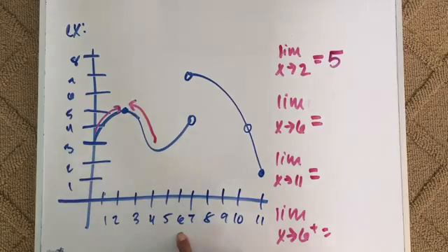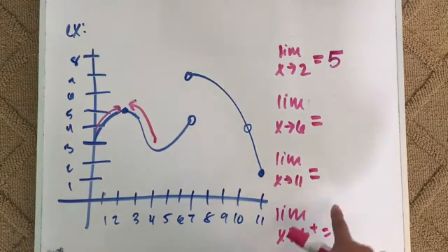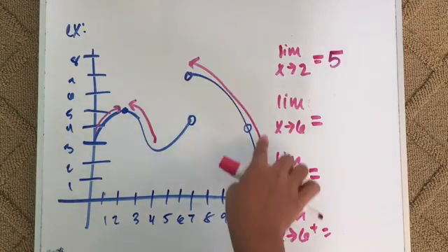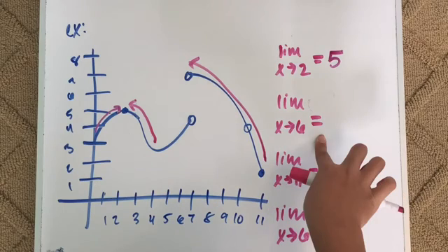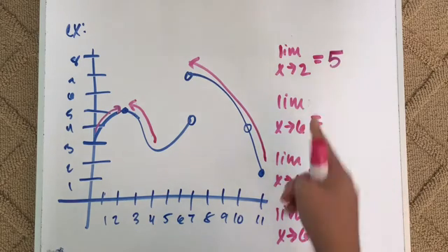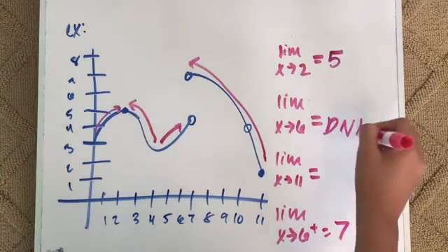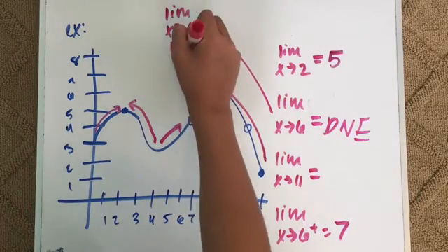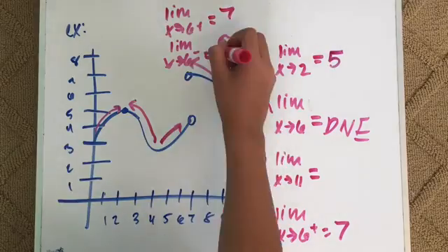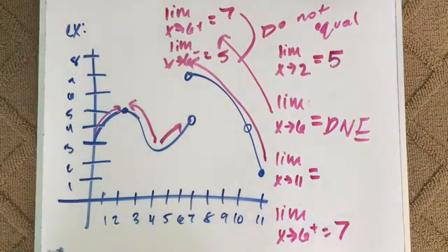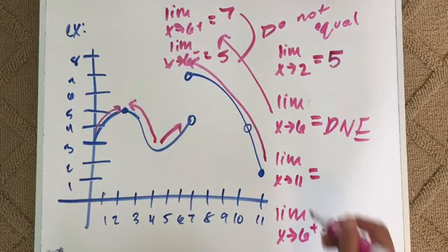So, let's jump to the last one. Limit as x approaches 6 from the right. My arrow indicates that from the right, it approaches 7. So, the second one, limit as x approaches 6. We know that from the right, it equals 7, and from the left, we see that it equals 5. So 7 and 5 do not equal, so the limit does not exist.